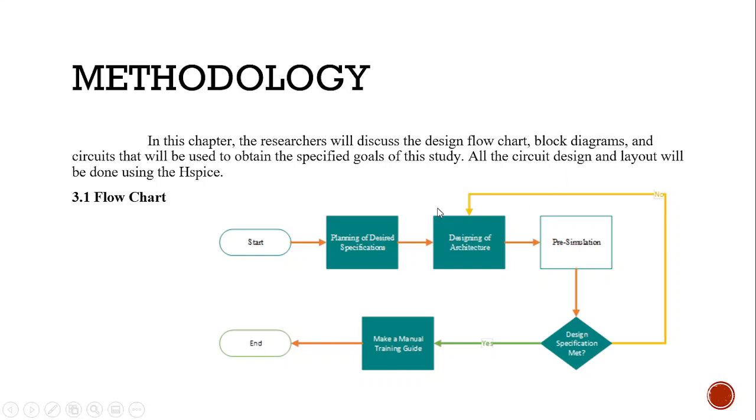First, we have the planning of desired specification, and the next is the designing of the architecture. After the designing of the architecture, we have the pre-simulation. And after the pre-simulation, we decide whether the specification has been met. This is the crucial part because we will reconsider all the things in the architecture that we lack, and that will give us the direction or the flow that we are going to take.